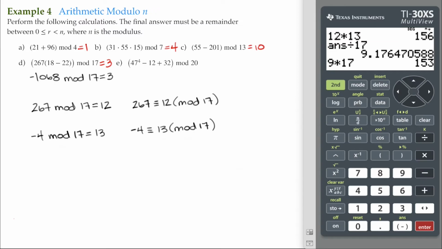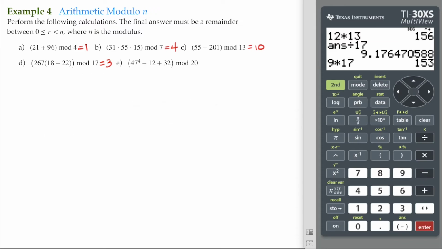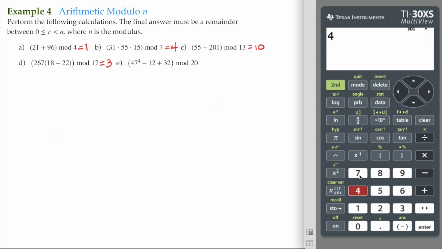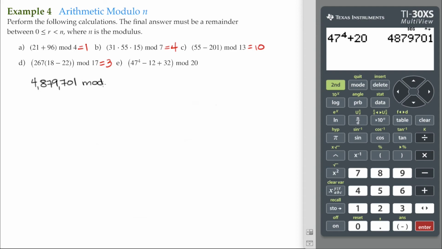So let's try E. 47 to the fourth power minus 12 plus 32. We know that negative 12 plus 32, that's 20. So this is 47 to the fourth power plus 20. 47 to the fourth power plus 20. So that's 4,879,701. So this is 4,879,701 mod 20.